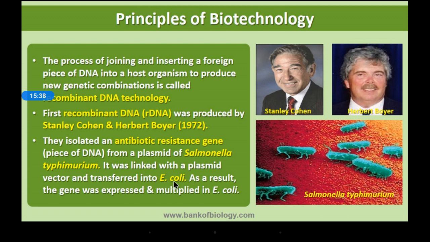Into E. coli, Escherichia coli, and as a result what happened? The gene was expressed and multiplied in E. coli. That means here the process of inserting the foreign DNA, the antibiotic resistant DNA, from where? That is Salmonella. And what is the host here? That is E. coli. And what is the genetic combination? That means the gene was expressed and multiplied in E. coli. So this is the first work of recombinant DNA technology done by Stanley Cohen and Herbert Boyer.